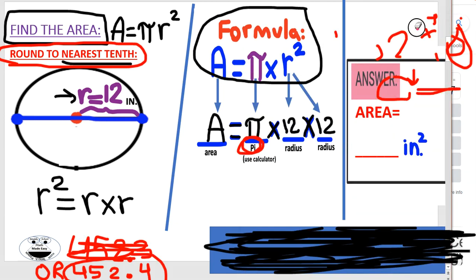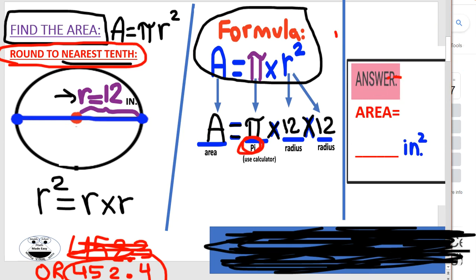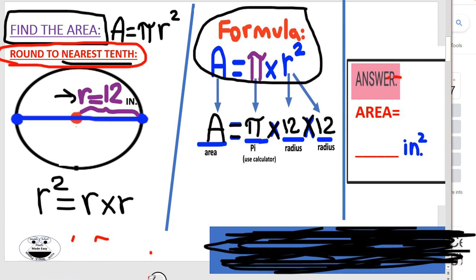So what I'm going to do is write it in my box. I hope this was helpful for you with the visuals. I know there's a lot of steps, but if you go step by step, it shouldn't be too challenging. And what we're going to do is write our answer, 452.4, that we got from the calculator. And we rounded it to 0.4 instead of 0.3. And the answer is square inches.